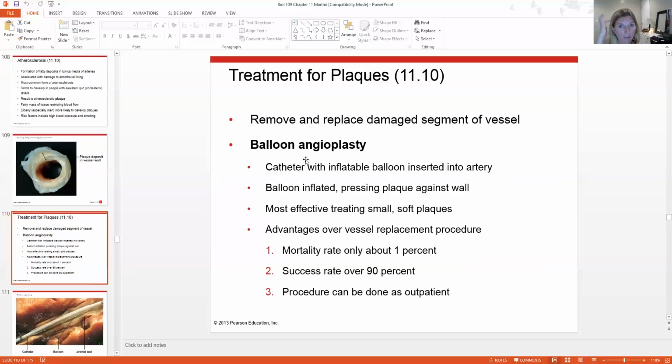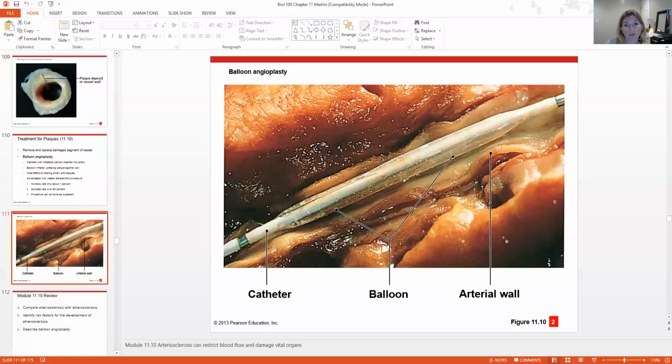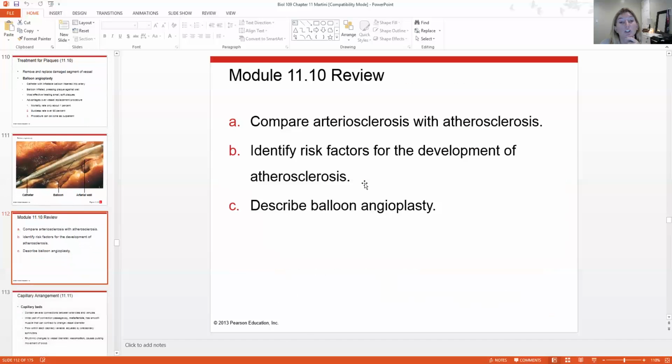It's very effective in treating small soft plaques, and it's much easier than doing a whole vessel replacement because you don't have to worry about tissue compatibility, et cetera, and the procedure can be done outpatient. So you don't even have to stay in the hospital. You go in, have this little angioplasty done, you're out for the rest of the day. There's the catheter, and you can see the balloon going in and expanding, pushing the plaques against the wall, kind of smushing it back. You can pause the video here, go back and answer these 3 questions.